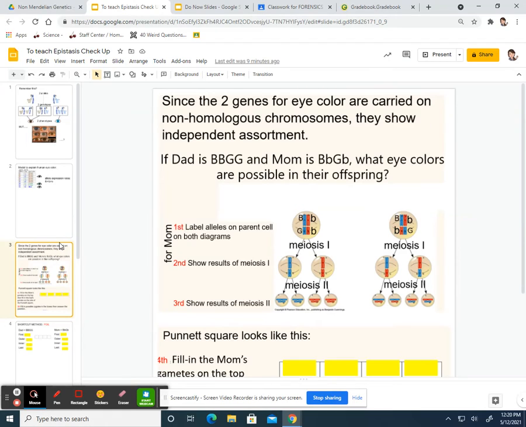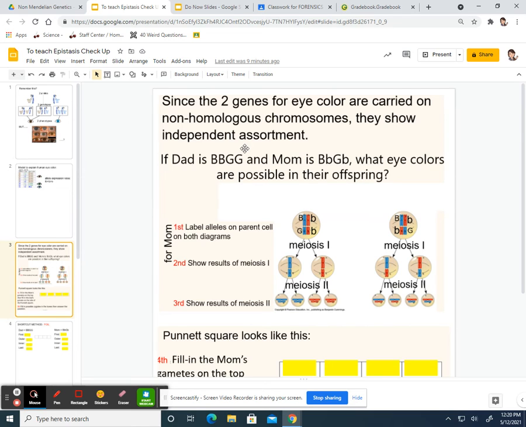Let's apply this to some of our genetics problems. So we're going to go back for a second and remind ourselves of how we actually figure out mom and dad's gametes. Since we're looking at two genes now, we need to approach our Punnett square a little bit differently. So I want to remind you how meiosis and figuring out those possible gametes for mom and dad relates to the Punnett square.